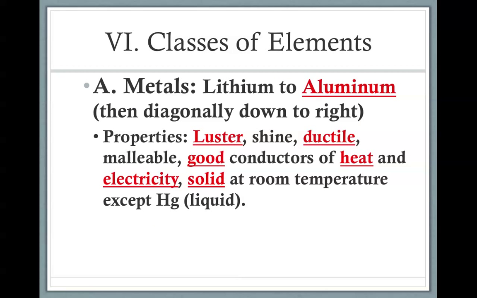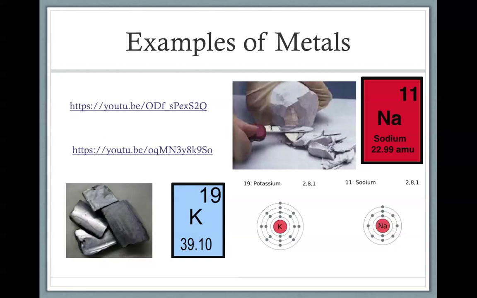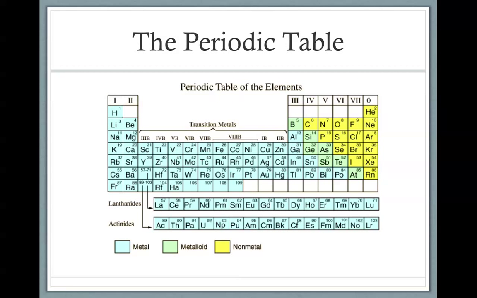All right, classes of elements. Metals. So our metals are from lithium to aluminum, then diagonally down to the right. So let's look. All these blue ones are metals. As you can see, there's more metals on the periodic table than anything else.